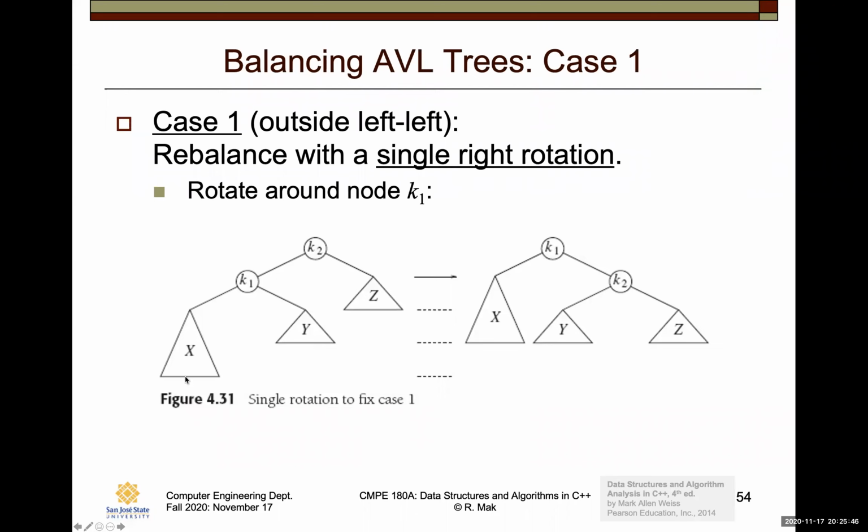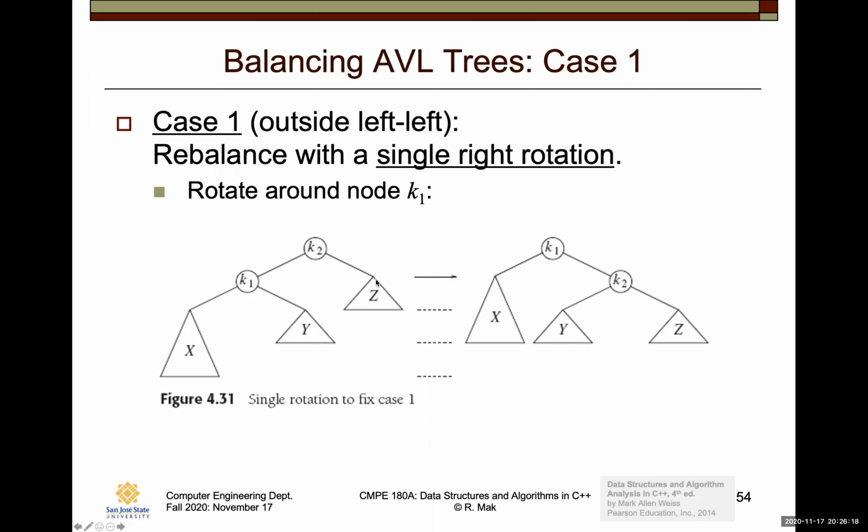We have to rebalance this portion of the tree, and in case 1, that means we had to have added the node here. And we do a single right rotation. So this is case 1, the outside left left. We do a single right rotation around K1. So if we rotate the tree around K1, we end up with this, and now we're rebalanced.